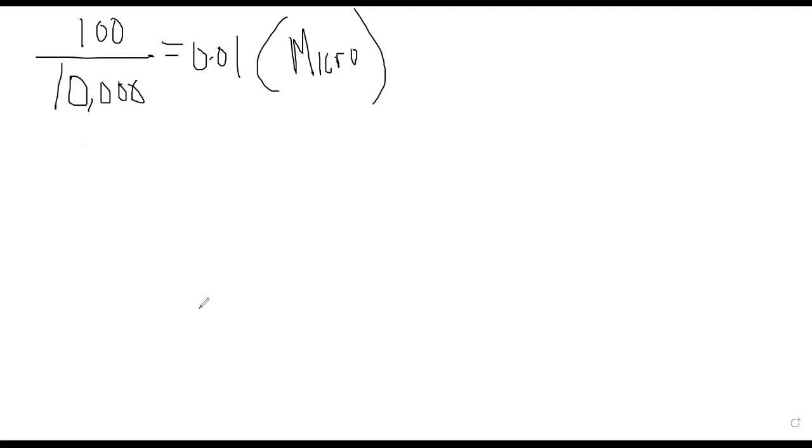Another friend of yours tells you, bros, I have $1,000. What is my lot size? 1,000 divided by 10,000.